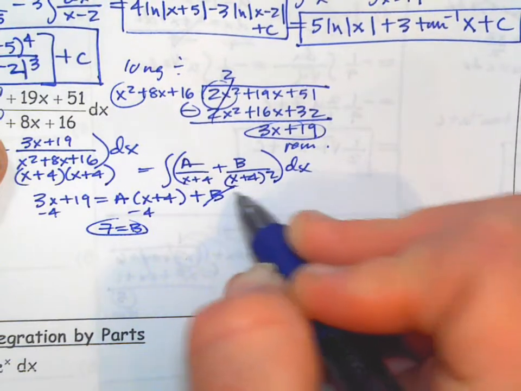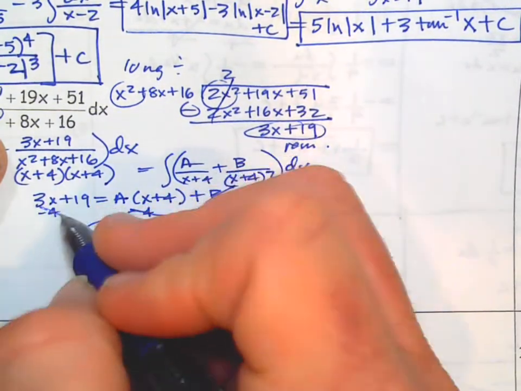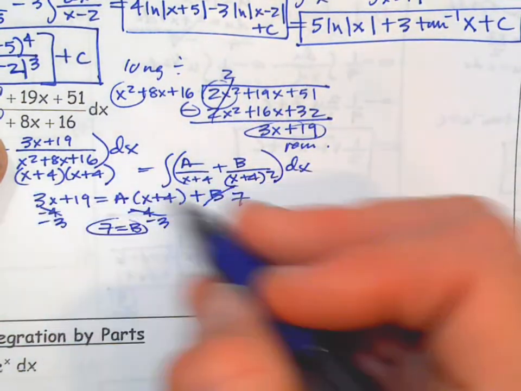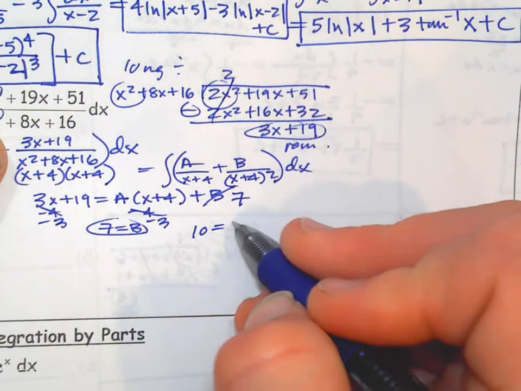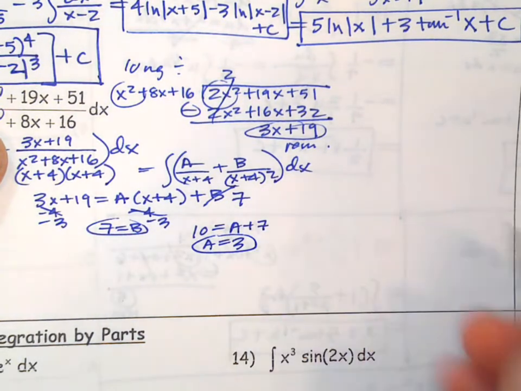So that's going to be 7 equals b. So we can plug 7 in and then plug whatever you want in for x. I'm going to plug in 3 just so it comes out as a nice positive 1a. So that's going to be 10 equals a plus 7. So a equals 3.